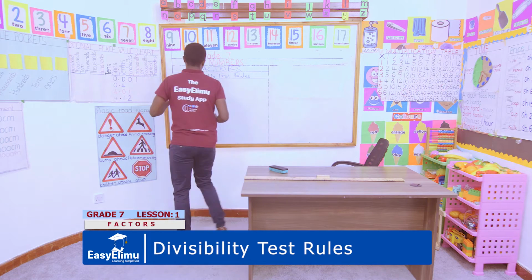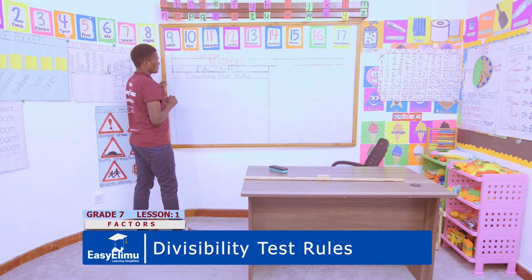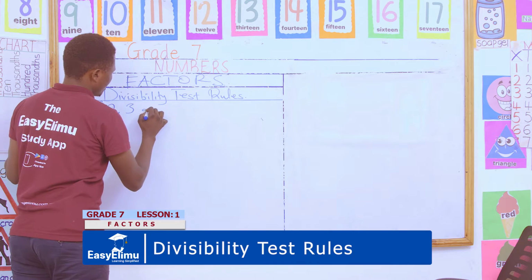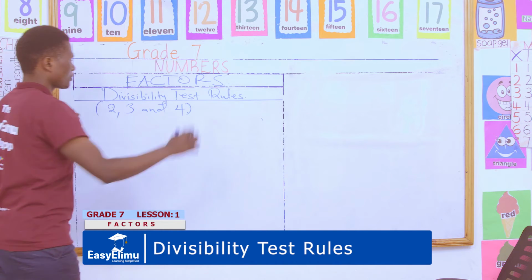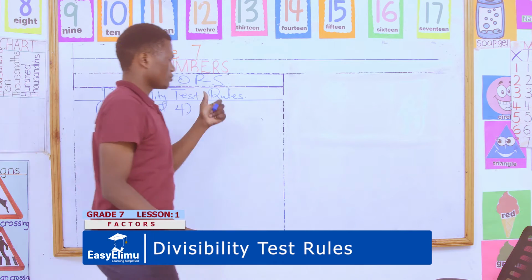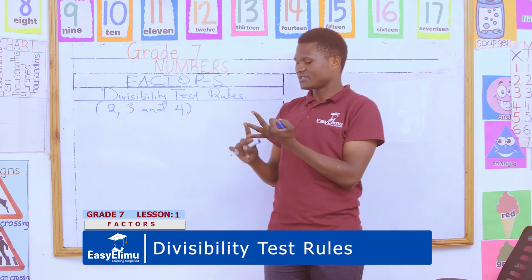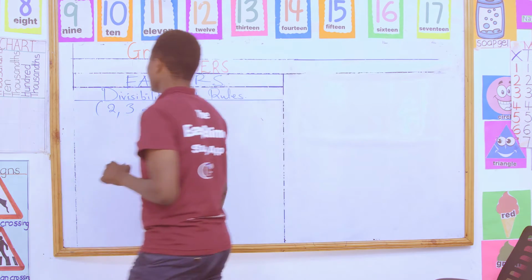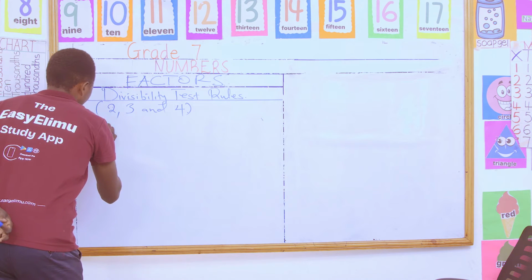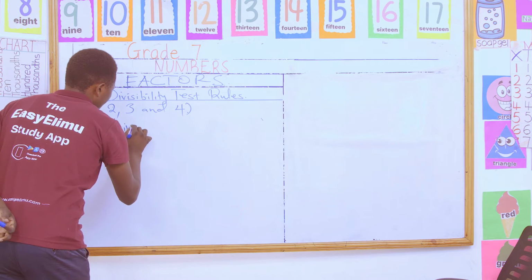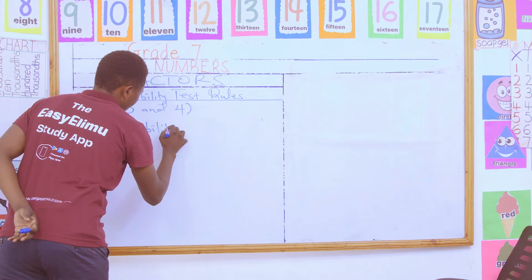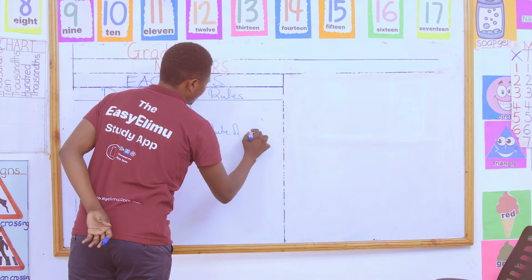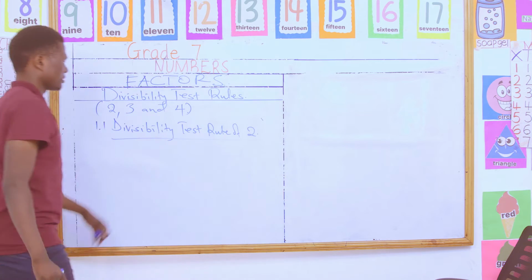So in our today's session, we are going to discuss the divisibility test rule of the first three numbers, that is 2, 3, and 4. We are going to define the divisibility test rule of a given number, see an example, and discuss how to answer the questions regarding the same. So let us start with the divisibility test rule of 2.